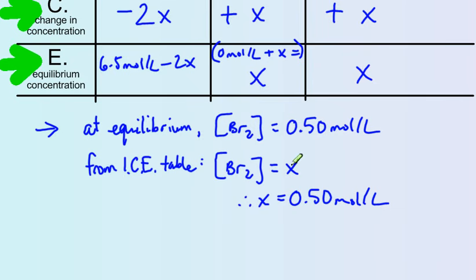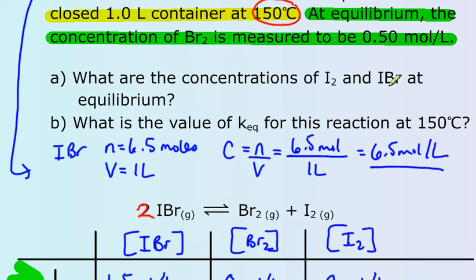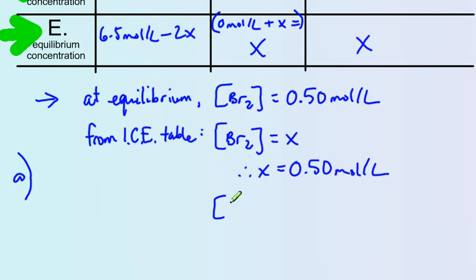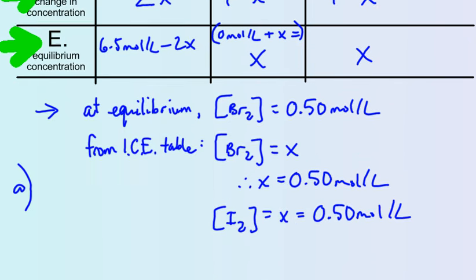If the concentration of bromine is equal to x is equal to 0.50 moles per liter, then we can answer question A. So what are the concentrations of I2 and IBr at equilibrium? So all of this is helping us answer question A. You can see my answer at the bottom. The concentration of I2 is also equal to x, equals 0.50 moles per liter. It makes sense that they're the same because we start off with 0 and they're both going to increase by the same amount because they have a 1-to-1 mole ratio.